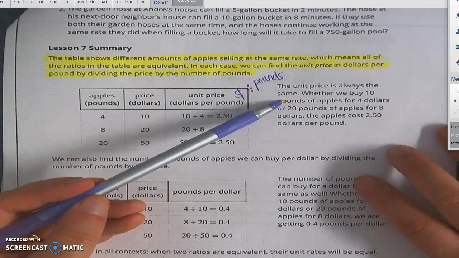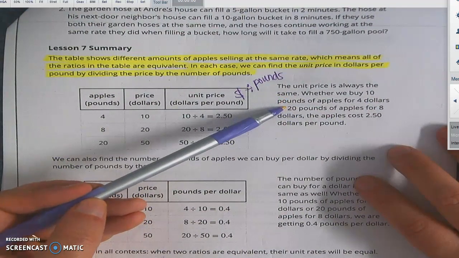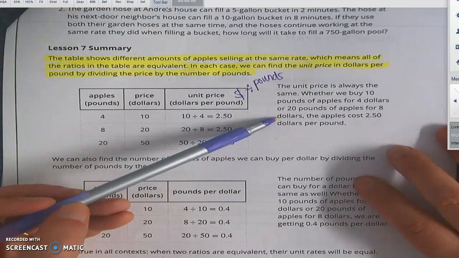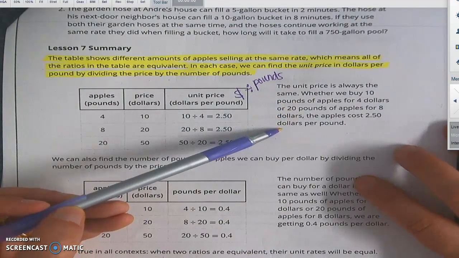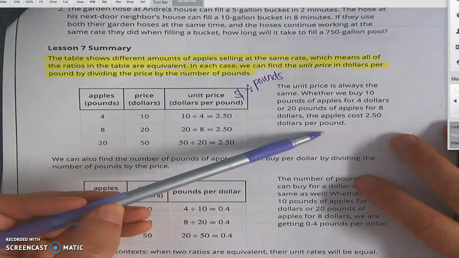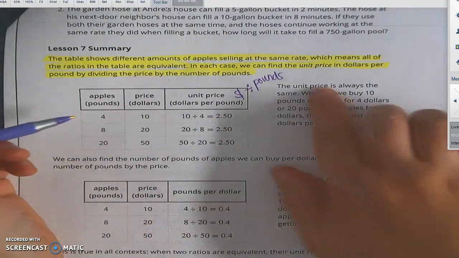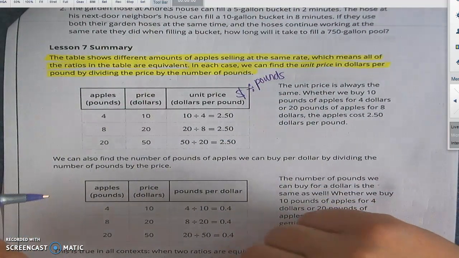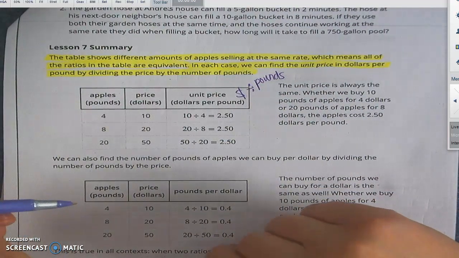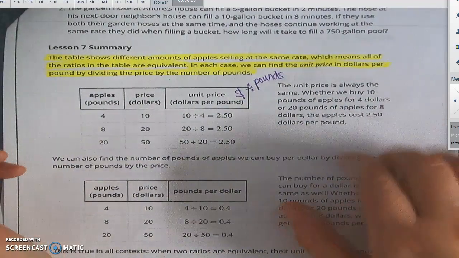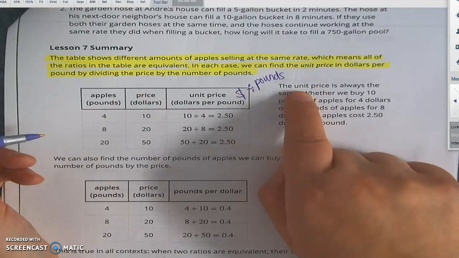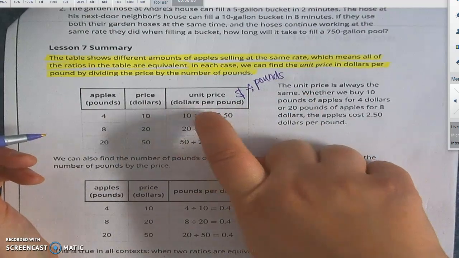The unit price is always the same, whether we buy 10 pounds of apples for $4 or 20 pounds of apples for $8. The apples cost $2.50 per pound. So all of these unit rates are the same. If I found 100 pounds of apples, the unit price would still be the same. If I bought 1,000,000, it would still be that same unit price. And we can still always find that by doing dollars divided by pounds to find dollars per pound.